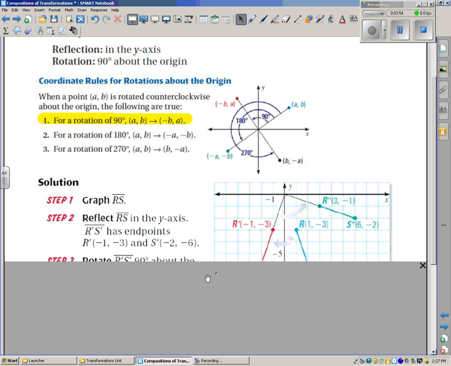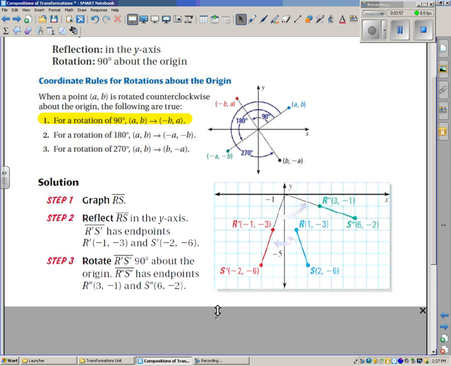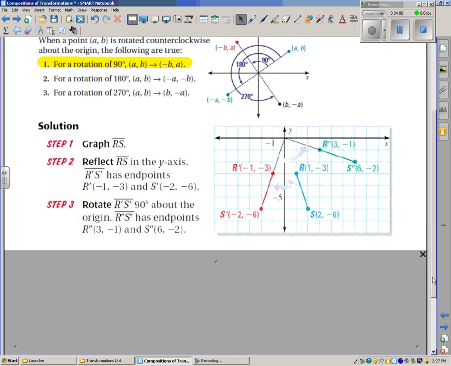So here is the example we were given. We take our RS, which is here in blue, and we reflect it about the y-axis and end up over here in red at R'S'. And so notice that our y-coordinates are the same. Our x-coordinates are now negative in the third quadrant. And then we rotate 90 degrees over here to the green image, R''S''. And now you can see between R prime and R double prime, the x and the y have swapped, and now the x is positive instead of negative, and the same goes for S.